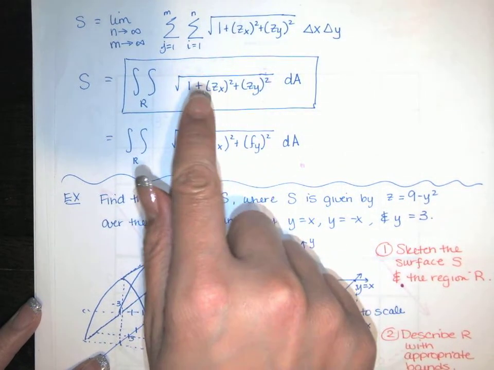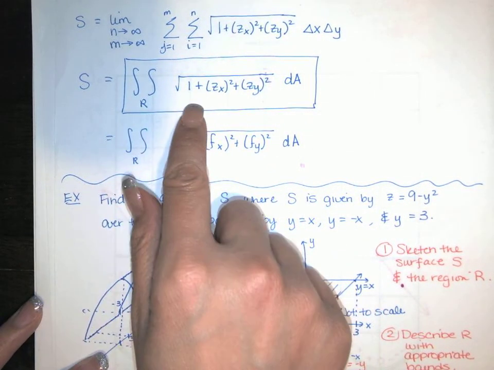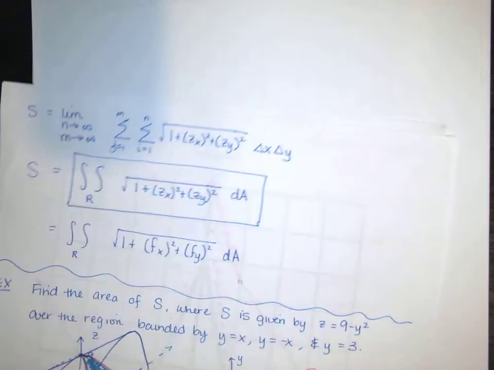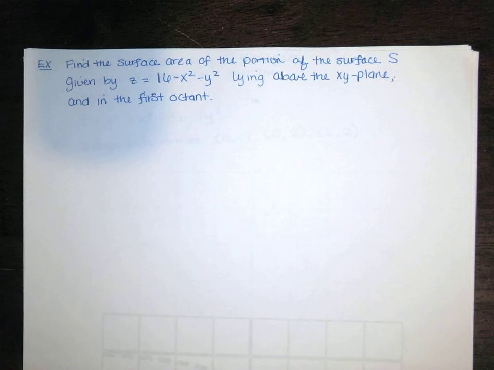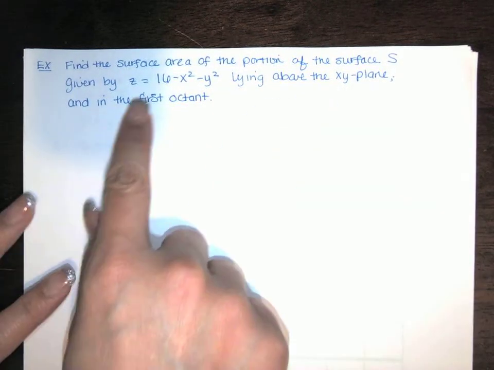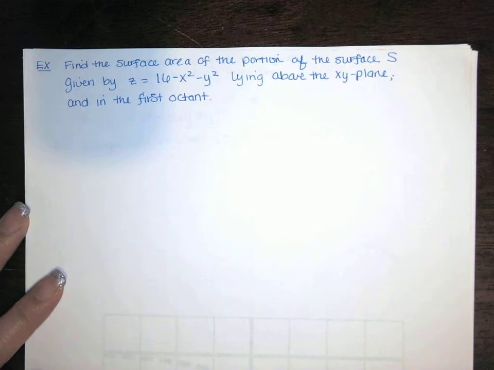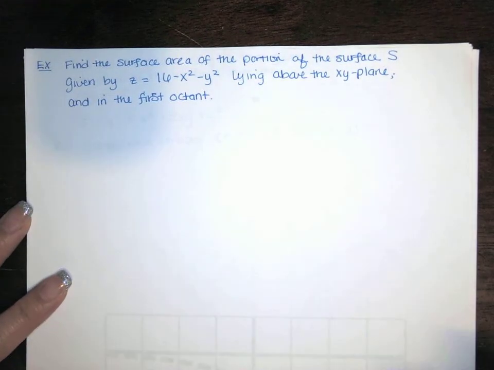Remember this formula. If somebody asks you for surface area, this is what you need. Don't just find the volume under the surface. Here's another one. This time we're asked to find the surface area of the portion of the surface given by this, lying above the xy plane and in the first octant only.